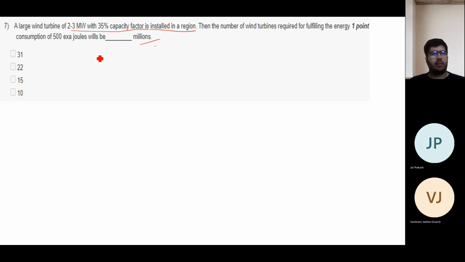Just think, you know the 500 exajoules. So exa, you know the unit, 500 into 10 raised to power 18 joules, and you have been given the wind turbine. One wind turbine is having 2 megawatt. So convert the megawatt into joules. You know the capacity factor, 35%. Just basic calculation. Just try to multiply in the calculator. It's very simple. Just take 2 more minutes. First calculate for 2 and then for 3.